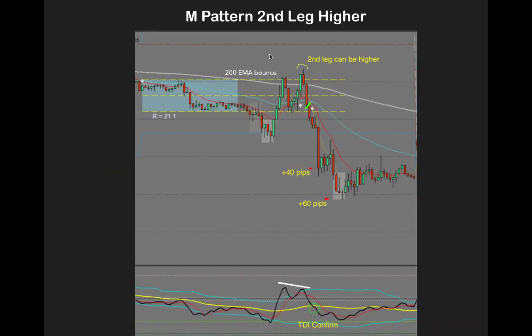Now, one more example. We have an M pattern, and the second leg is higher. Sometimes the second leg is higher, but what I want to show you is being able to see the divergence on the charts. Take a look at the TDI here. We have this peak being higher than the second peak, and a slope downward. But on the chart, you're going to see it go up. So the second leg can be higher in this case.